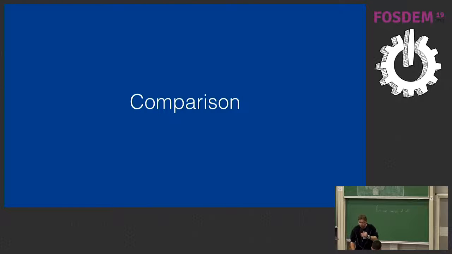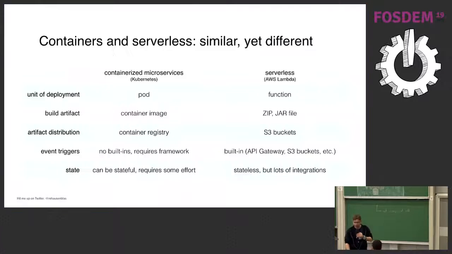All right, have a look at comparison. How do they compare? Actually, they're quite similar. In certain things, they're different. But if you look, you have unit of deployments, a pod in the function. You have some artifacts you need to put somewhere. So container image in the case of Kubernetes, a zip file in case of Lambda. Put them into registry, into an S3 bucket.